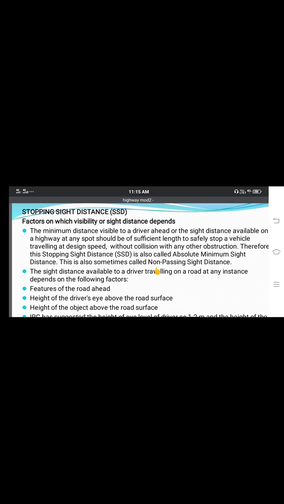First one, stopping sight distance. The factors on which visibility or sight distance depends. It is the minimum distance visible to the driver ahead, or sight distance available on a highway at any spot, which should be of sufficient length to safely stop a vehicle traveling at the design speed without collision with any other obstructions. Therefore, stopping sight distance is also called absolute minimum sight distance. It is also sometimes called non-passing sight distance.